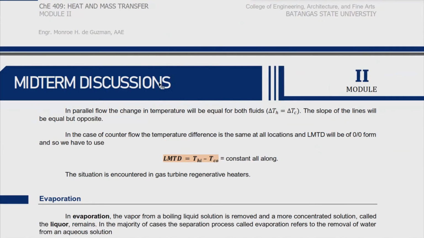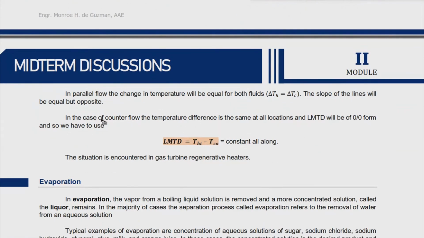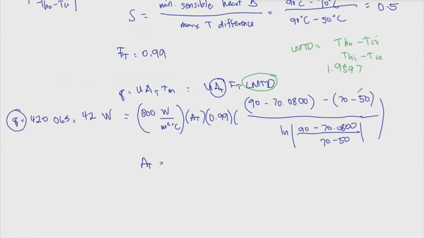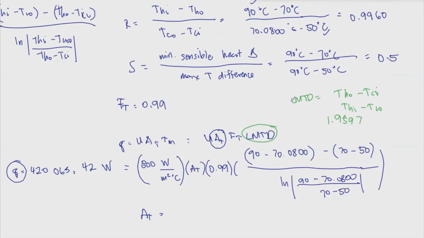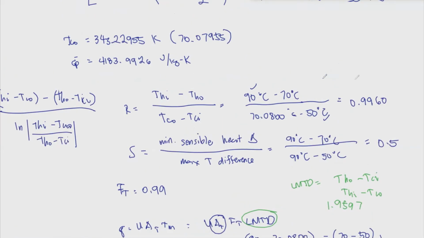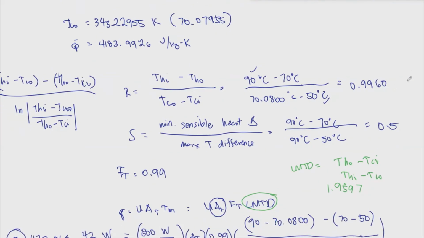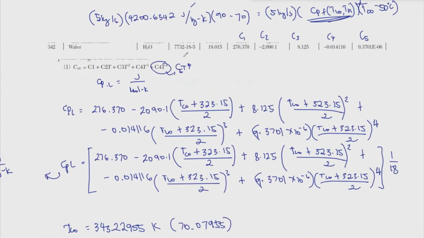And in your module, I have also stated right here that we have a very important case wherein, in cases of countercurrent, the temperature difference is the same at all locations, wherein the log mean temperature difference is in 0 over 0 form, and so we have to use LMTD equal to the hot inlet minus the cold outlet, constant all along. So that will be our LMTD, and it simplifies our computation. And as you can see here, this FT would have been easier if we used 1 right here, and then we just cancel out this CP right here.